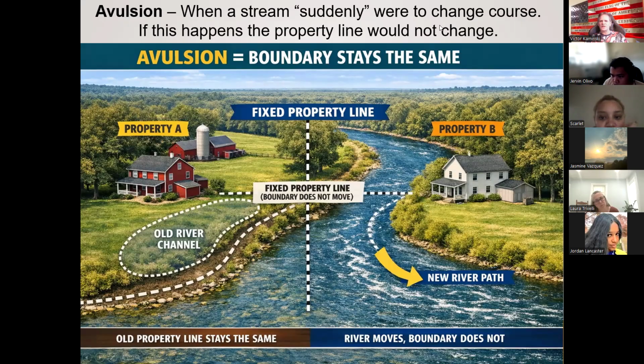So when a stream suddenly were to change its course, the property line would not change. The boundary, so if the property line was here, and now the river has a new path going this way instead of this way, the property line still remains where it had been. Looks like over here, the stream was flowing over here. Now it's dried up over here because to cut a new path, it's running in this direction.